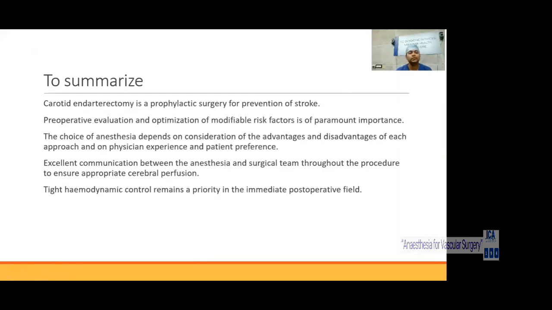To summarize, carotid endarterectomy is the prophylactic surgery for prevention of stroke. Preoperative evaluation and optimization of modifiable risk factors is of paramount importance. The choice of anesthesia depends on consideration of advantages and disadvantages of each approach, and on physician experience and patient preference. Excellent communication between anesthesia and surgical team is required throughout the procedure to ensure appropriate cerebral perfusion. Tight hemodynamic control is a priority in immediate postoperative care.